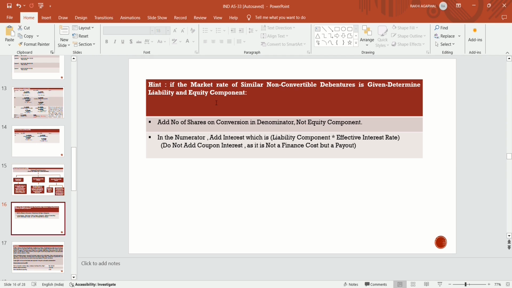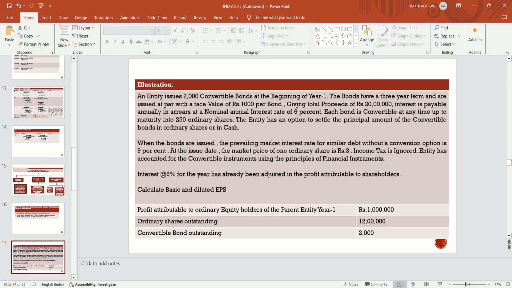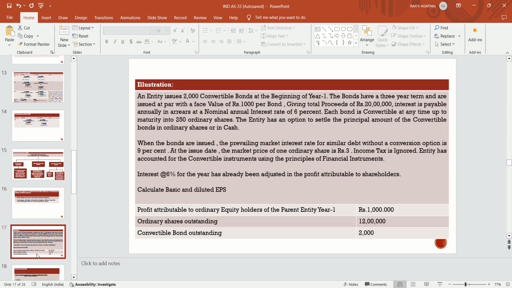So this concept we will explain with the help of an example. This is the example. Suppose an entity issued 2000 convertible bonds at the beginning of year 1. The bonds have a 3 year term and are issued at par with a face value of rupees 1000 per bond.